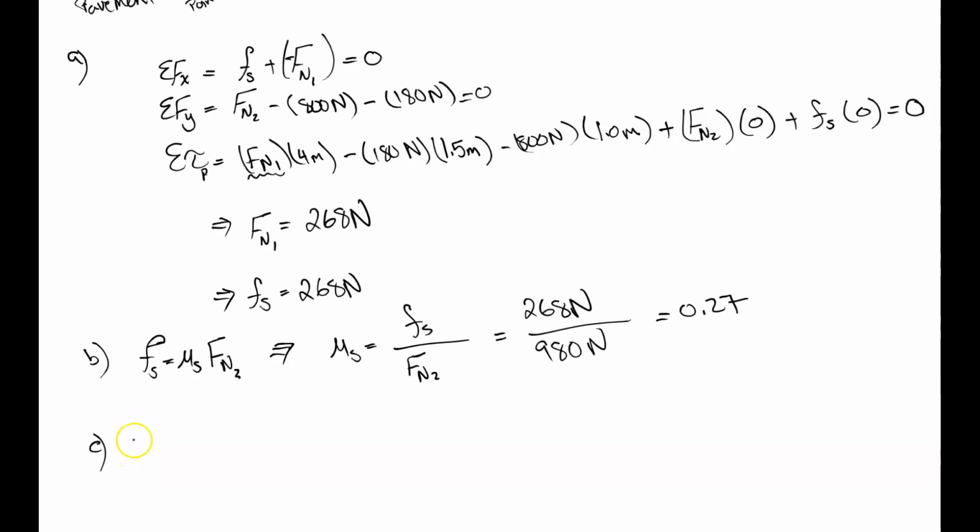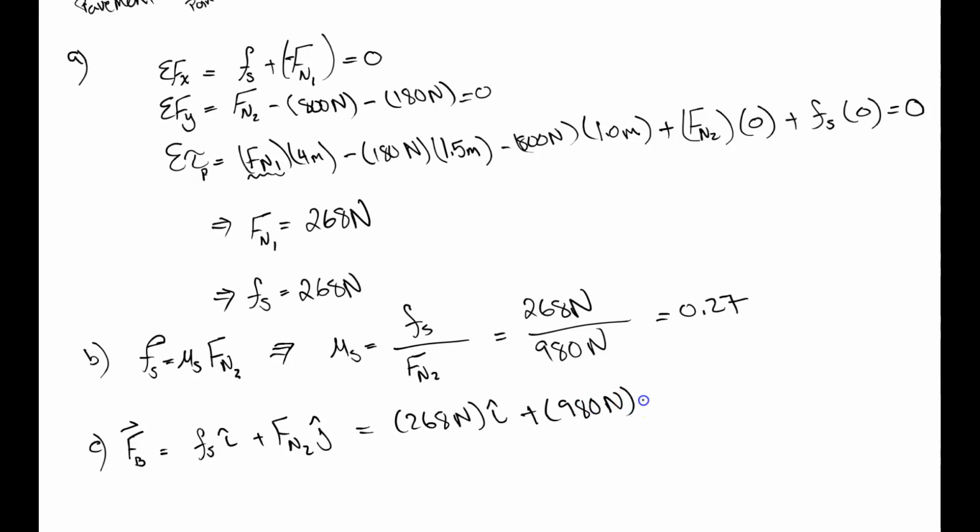And now if we want to look at the forces at the base of the ladder, we can say the force at the base of the ladder is going to be F sub s in the i hat direction plus F sub n2 in the j hat direction, which means this is 268 newtons i hat plus 980 newtons j hat.